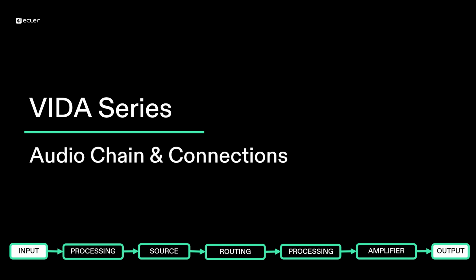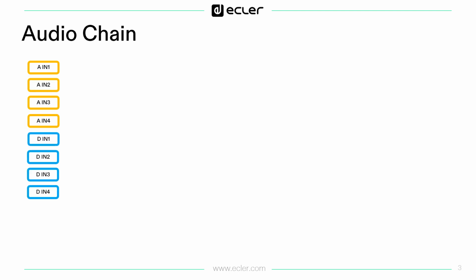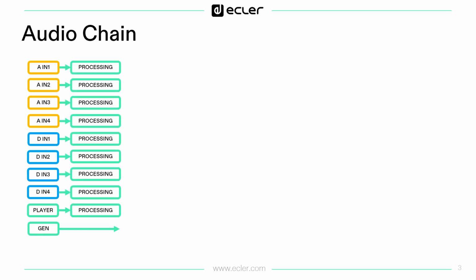Let's see the audio chain from the input to the output and the blocks you can find in between. We have 4 analog inputs, 4 Dante receivers, a player, and a generator for testing purposes. All of these inputs have their own filters, except the generator, and can be assigned to sources.